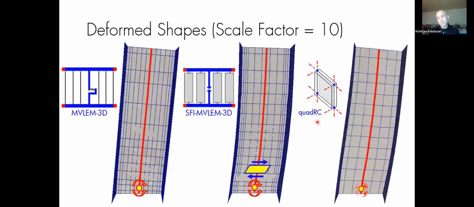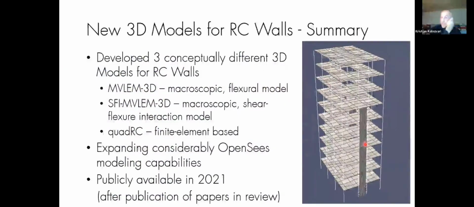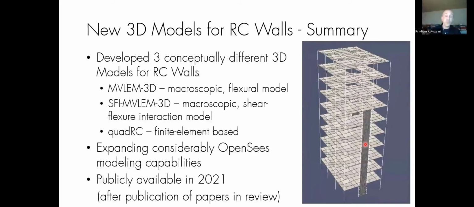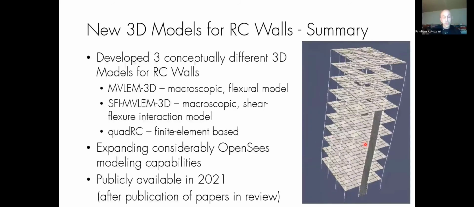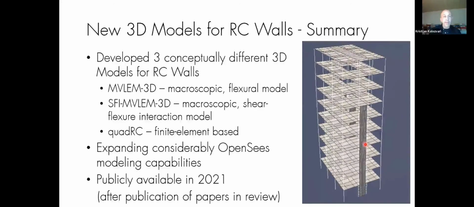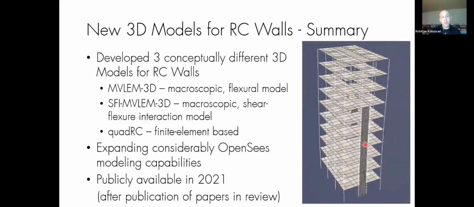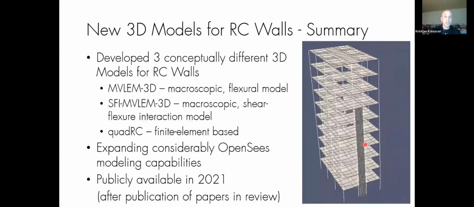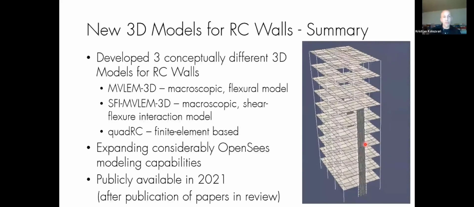And when you look at the finite element model, you can kind of see that, and you can also see this horizontal expansion that happens in these wall elements. So horizontal axial strains are also being developed there. And I just thought this really explains the conceptual difference between these three models. So in the summary for this part of the presentation, there are three new conceptually different 3D models for reinforced concrete walls. They're coming in spring '21, and they're two microscopic, one without flexural shear interaction, one with flexural shear interaction, and one finite element based model.